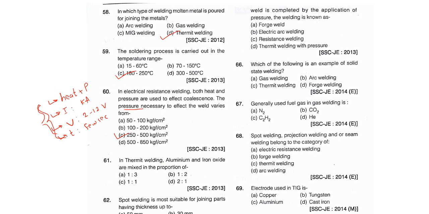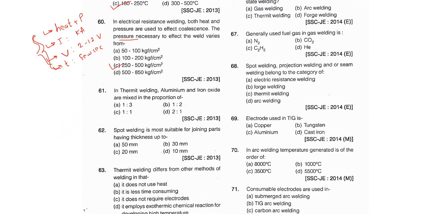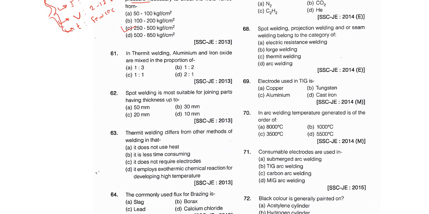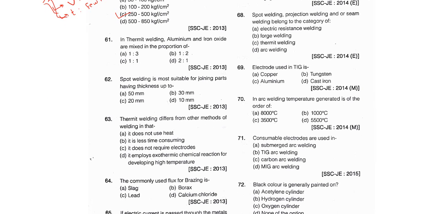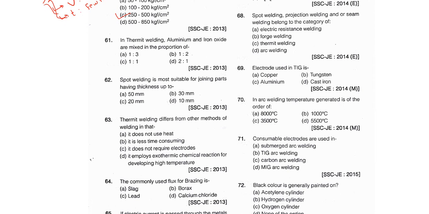Next, 61. In thermit welding, aluminium and iron oxide are mixed in the proportion of. So the correct answer will be what? Option number A, 1:3. So basically thermit welding is what? It's a process in which superheated molten metal and slag are produced from exothermic chemical reaction. Okay, so basically we are using an exothermic chemical reaction in case of thermit welding.